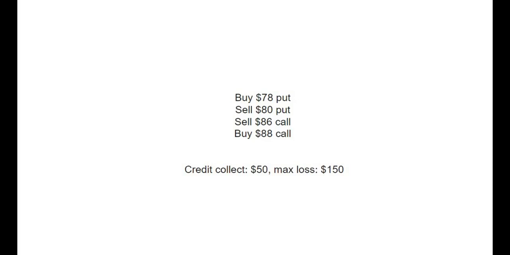Because the put spread and call spread are both $2 wide, the maximum loss would have been $2 multiplied by 100 minus the credit I collected, $50, to get the $150 of maximum loss. After the earnings announcement, as long as the stock price landed between $80 and $86, I would be able to keep the 100% credit I collected.